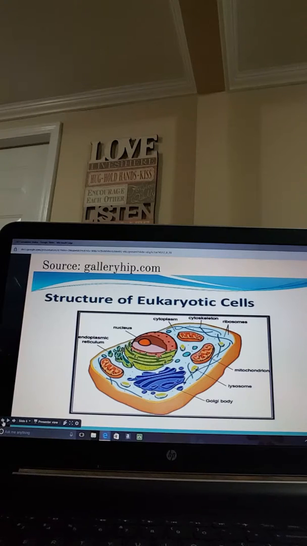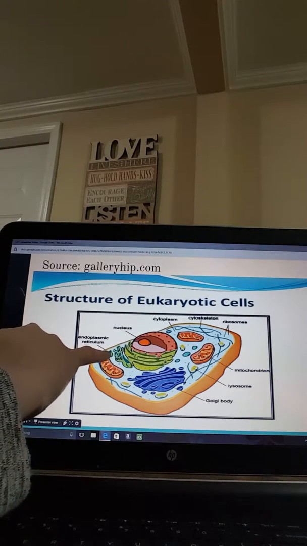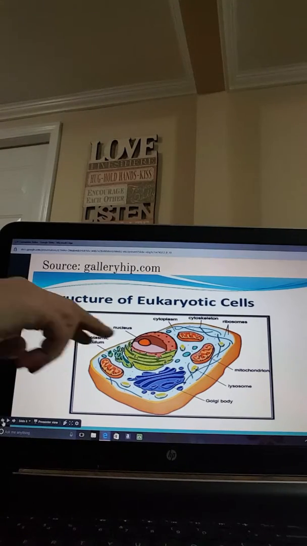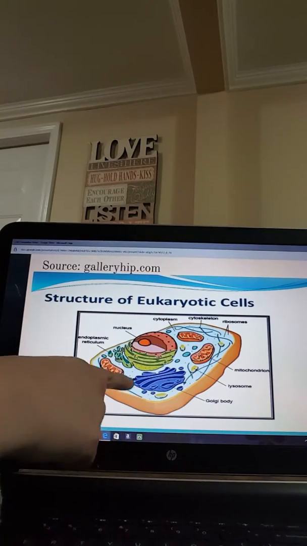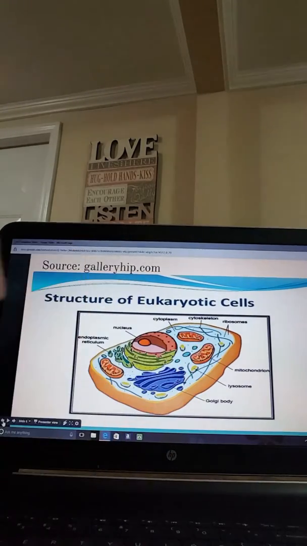I found this picture from galleryhip.com. It's a structure of a eukaryotic cell. As you can see, it has some of the major organelles that we discussed in the last slide. You have the ER, the endoplasmic reticulum. You have the nucleus, of course, in the middle. The cytoplasm is all the white that all the organelles sit in.